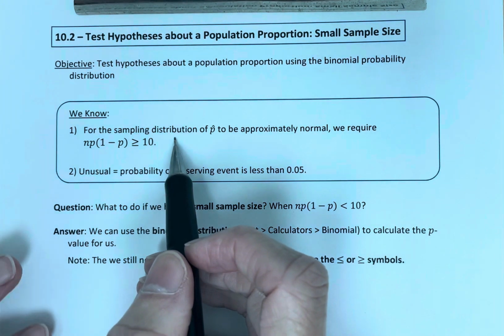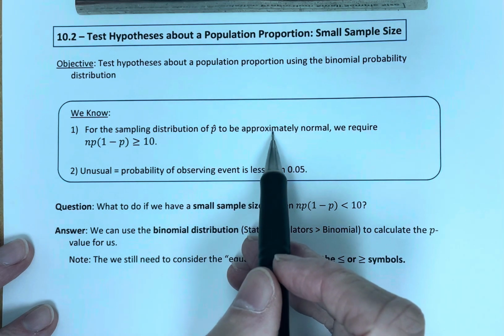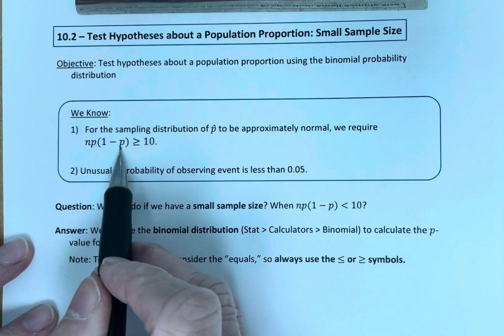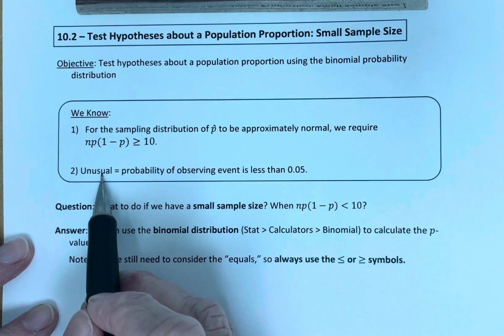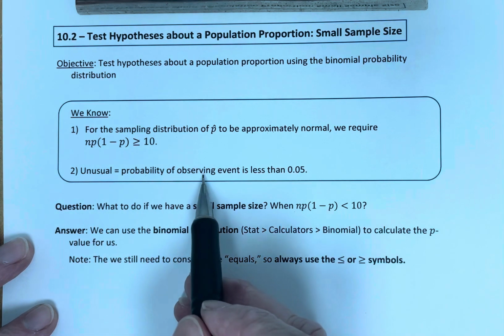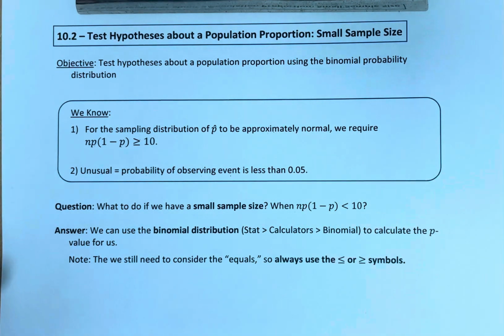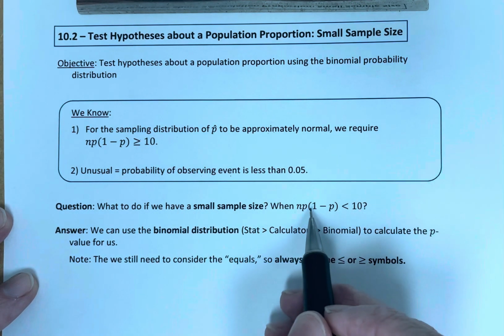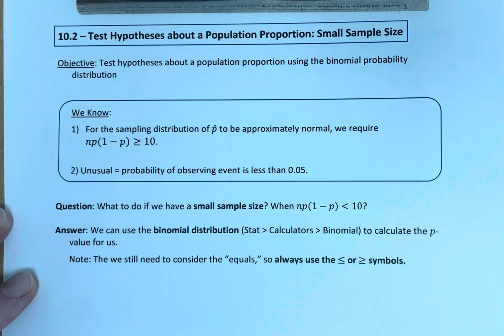So what do we know? We know that for the sampling distribution of p hat to be approximately normal, we require n times p times 1 minus p to be greater than or equal to 10. And we know that unusual is equal to the probability of observing an event being less than 0.05 or 5%. So question, what do we do if we have a small sample size? What do we do if n times p times 1 minus p is less than 10?